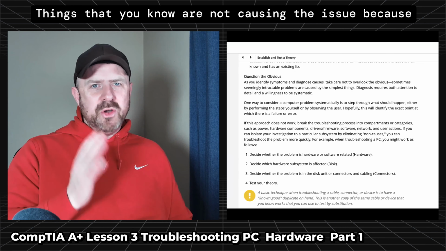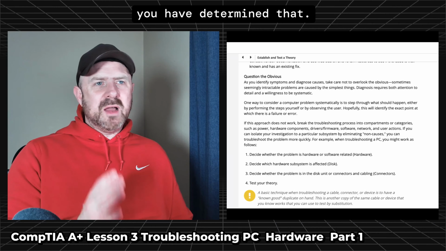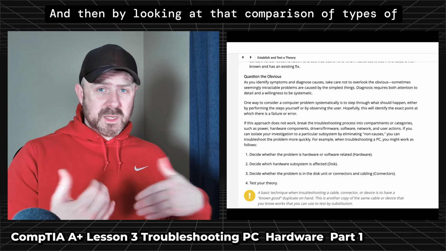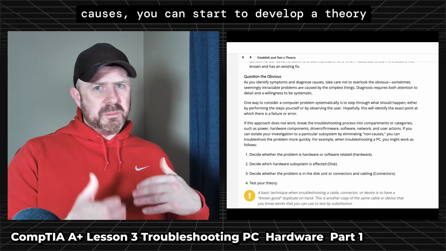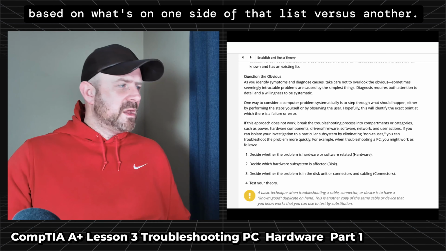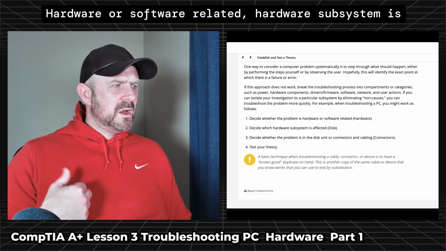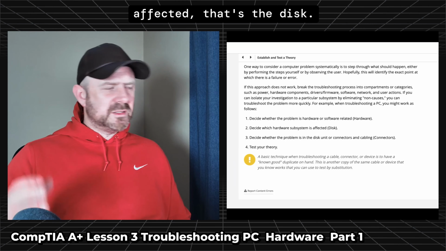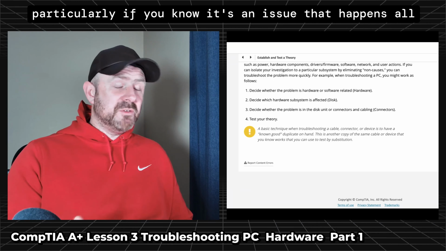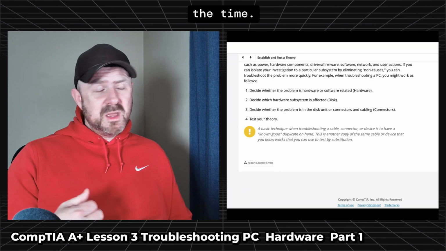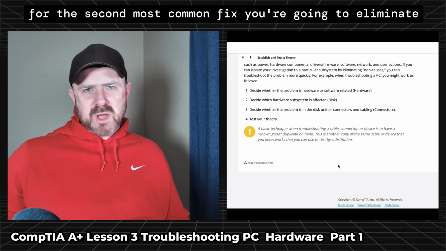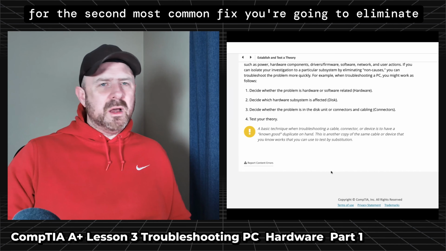Things that you know are not causing the issue because you have determined that. And then by looking at that comparison of types of causes, you can start to develop a theory based on what's on one side of that list versus another. Hardware or software related, hardware subsystem is affected. That's the desk. And then test the theory, particularly if you know it's an issue that happens all the time. Negate the most common fix and then even have a strategy for the second most common fix. You're going to eliminate some issues.